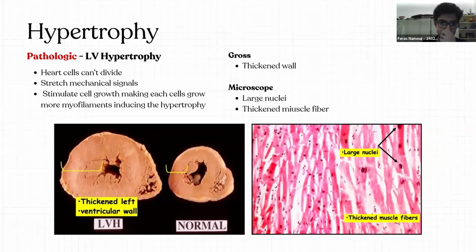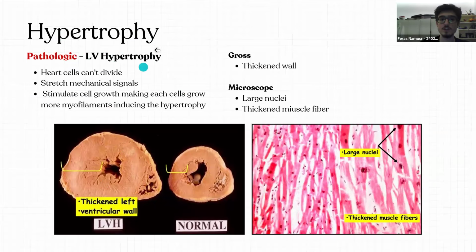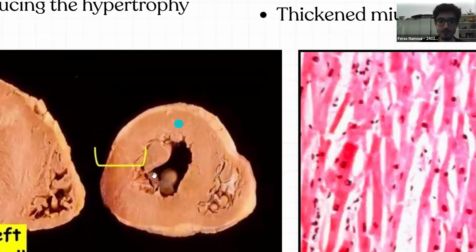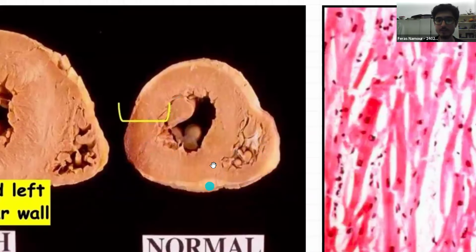All right? Moving on to hypertrophy now. And the hypertrophy, as we said, usually happens to permanent cells. It can happen also to labile and stable cells, but let's stay in permanent cells. Our pathological example for hypertrophy is left ventricular hypertrophy, which is a cardiomyopathy. Now, this is your normal heart, right? It's small, and you have the left ventricle and the right ventricle. Usually the left ventricle is much thicker than the right, and we can clearly see that.